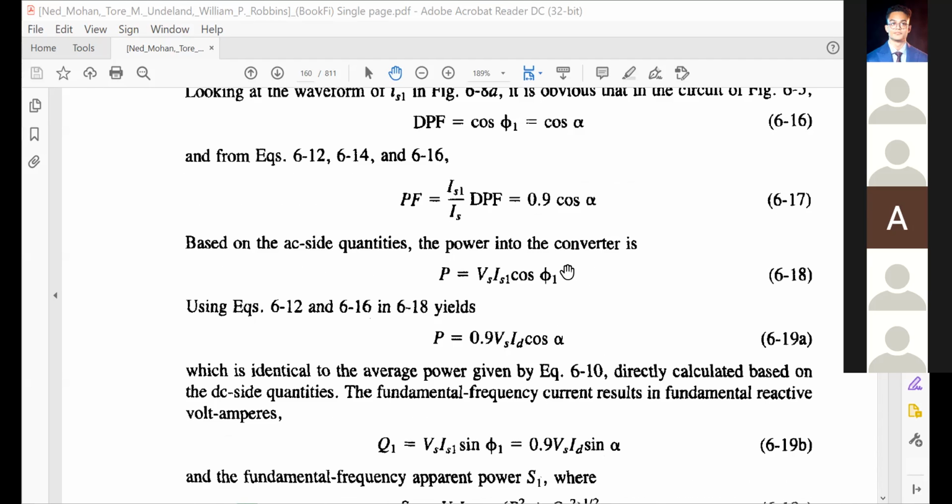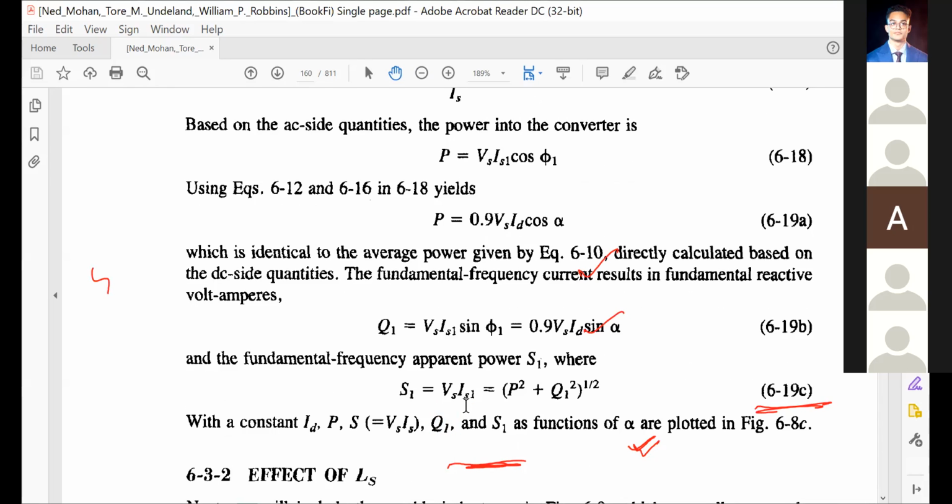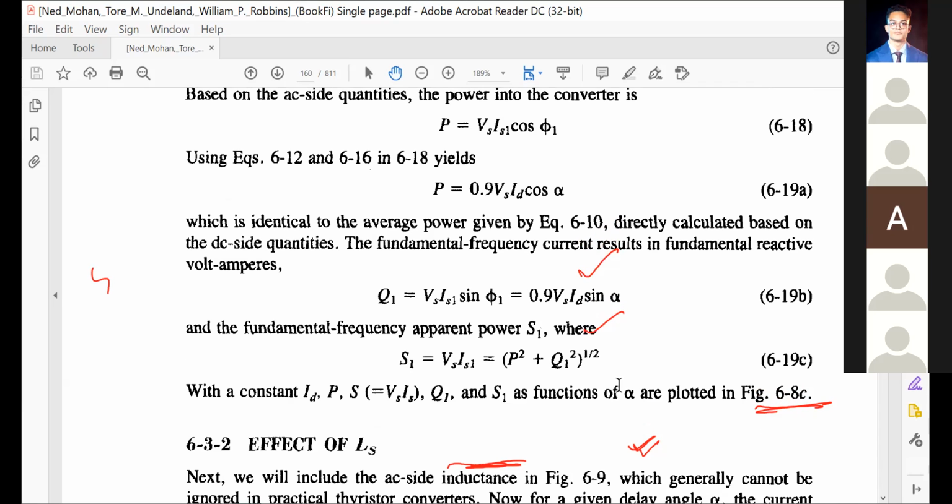So this will be your actual part. P is the actual part, and this is the reactive part. Then what will be your apparent part? Yes, this one will be VS multiplied by IS1. That will be P multiplied by Q1. You know this equation, right, from the power system? Do you know it or not? Yes, sir.